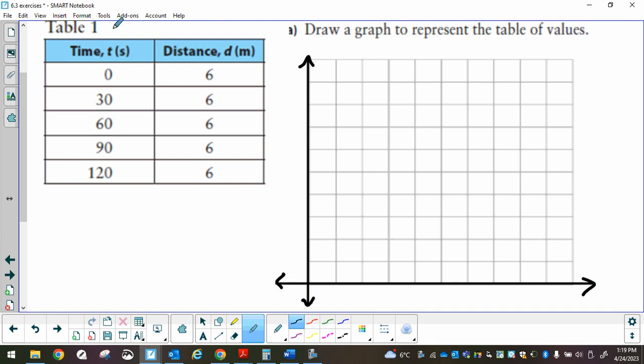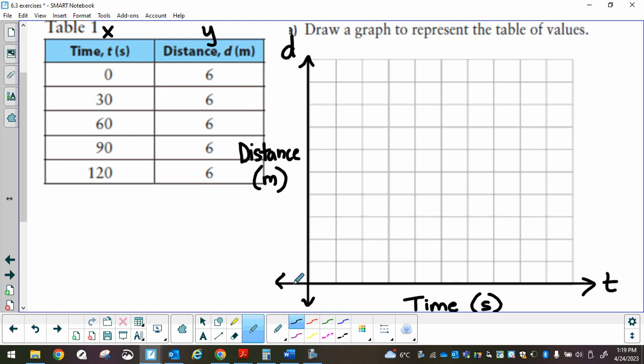And we remember that X is always the first column and Y values are always in the second column. So this tells me that time is going to go along the X axis. In this case, we're going to call it T, and time is in seconds. Distance will be on our Y axis. Okay, it's in meters, and our variable is D.